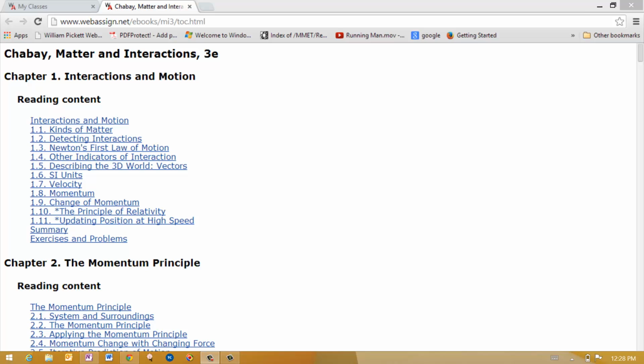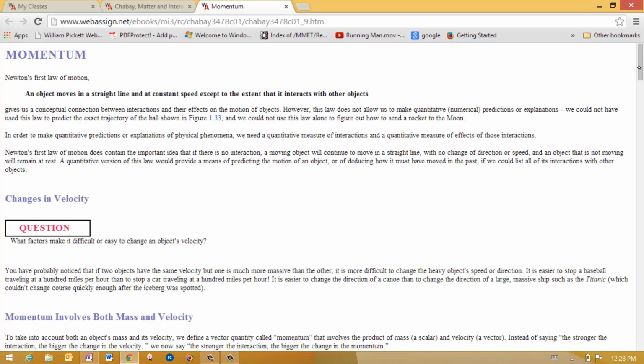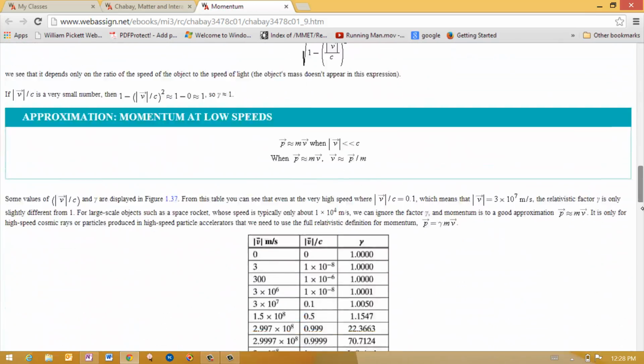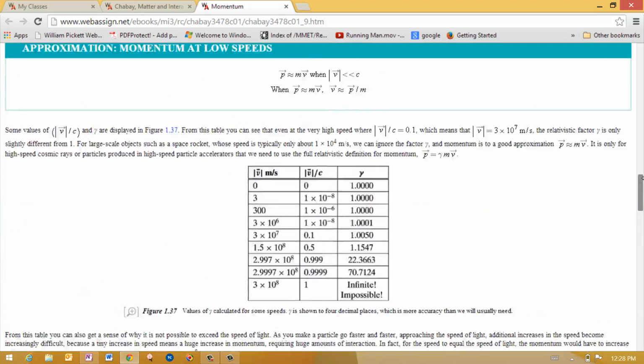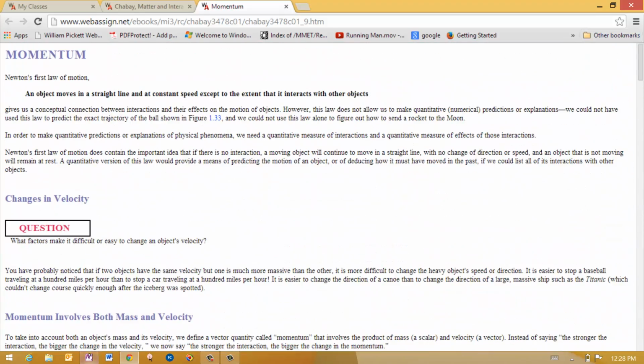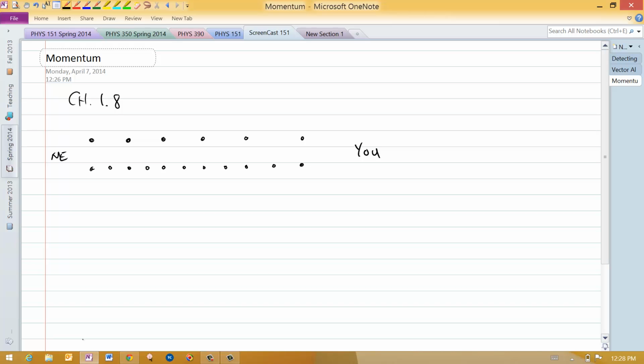This is Physics 151. We're still talking about Chapter 1, and now I want to talk about Section 1.8, Momentum. That's the section you should be reading, in the ebook or in the physical book. Momentum is an extraordinarily important quantity. It describes the amount of motion that a system has got.